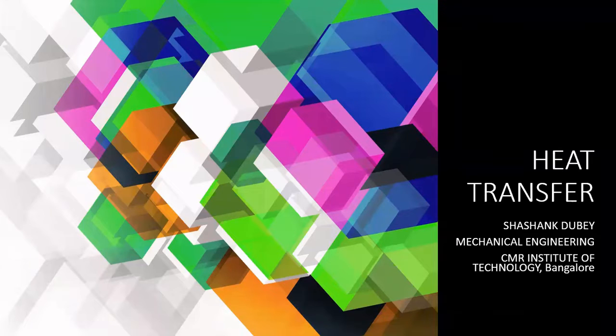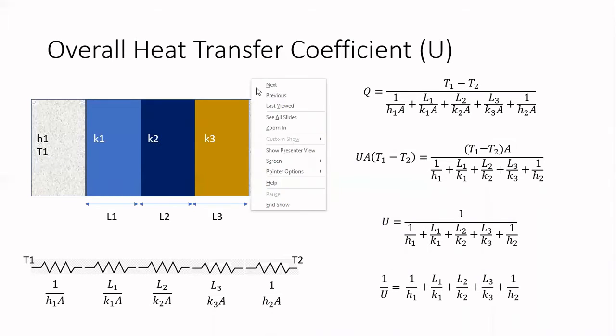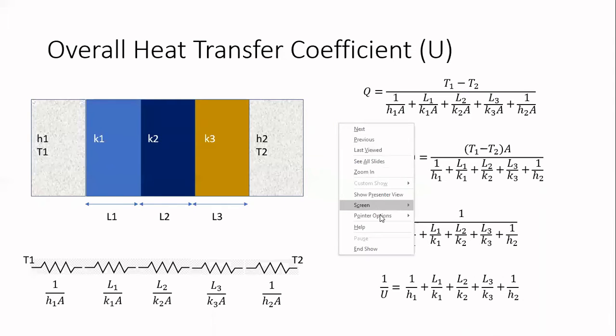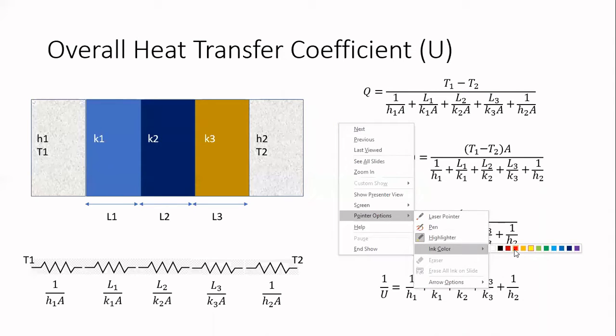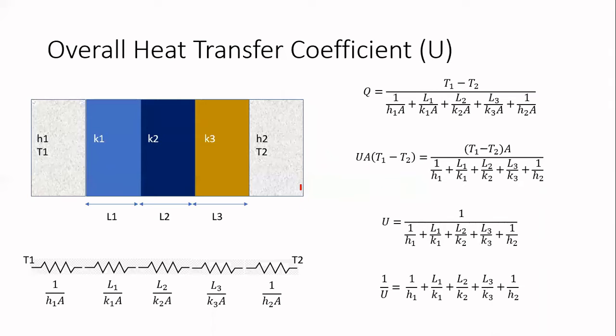Now, the first topic of module 1 which we are going to see is overall heat transfer coefficient. First we will talk about what overall heat transfer coefficient is. Then we will go for the derivation of the same, or finding out the value of overall heat transfer coefficient for any given case. Now, here you can see that we have got a composite wall.